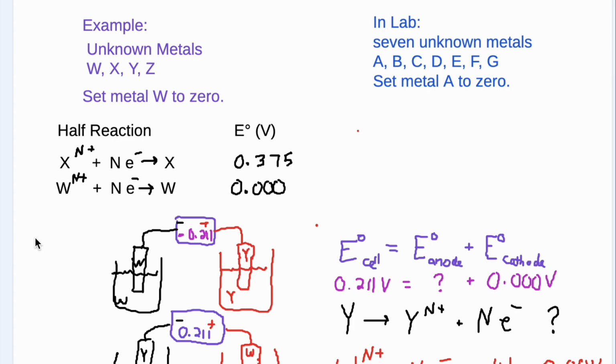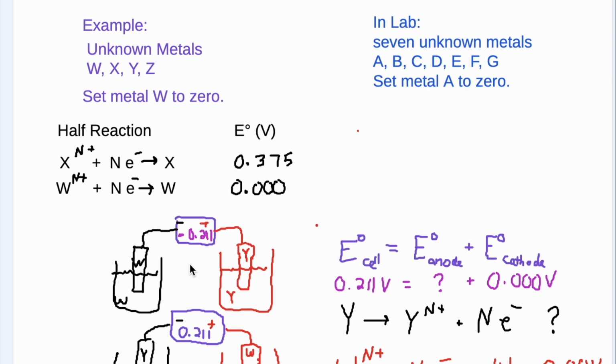All right, let's take another example here. We have you setting up metal W and metal Y, and you decide to put the black clip onto metal W electrode and the red clip onto metal Y electrode. And this time the reading comes out as a negative value, negative 0.211 volts.